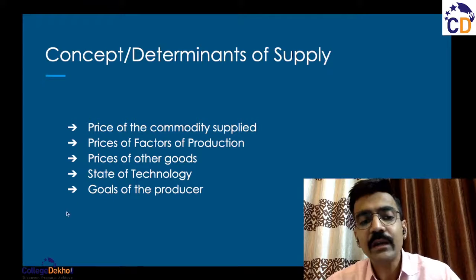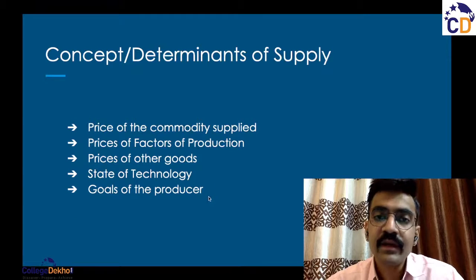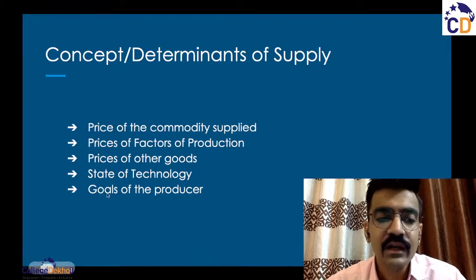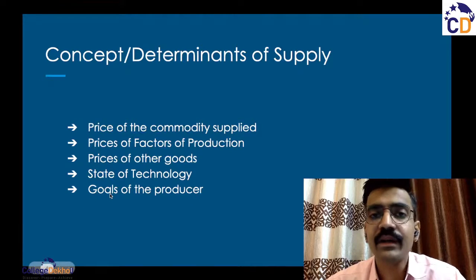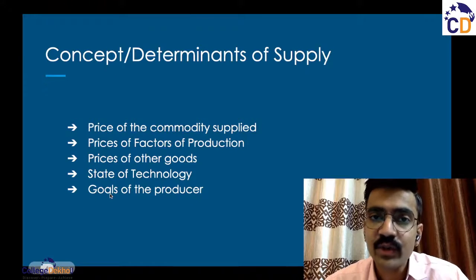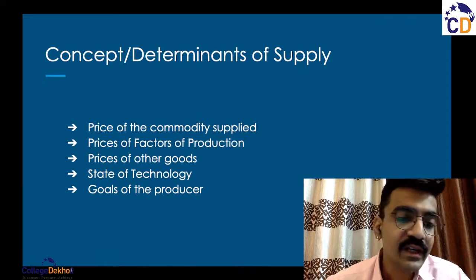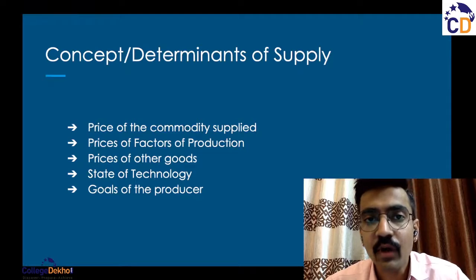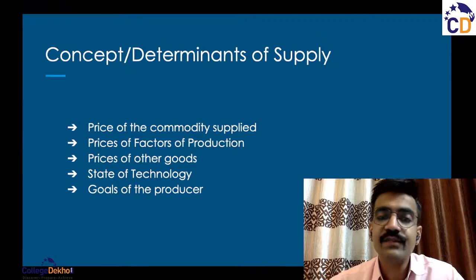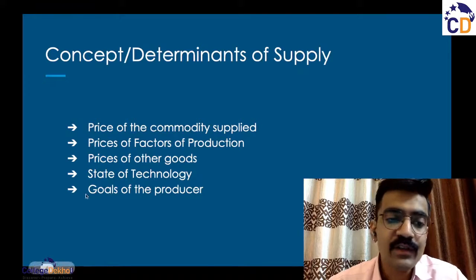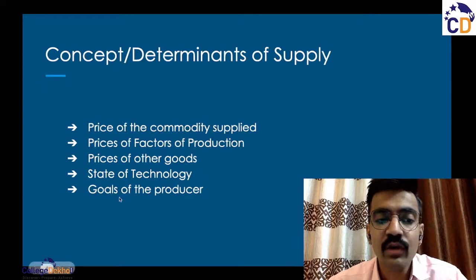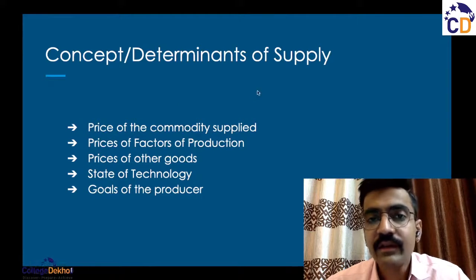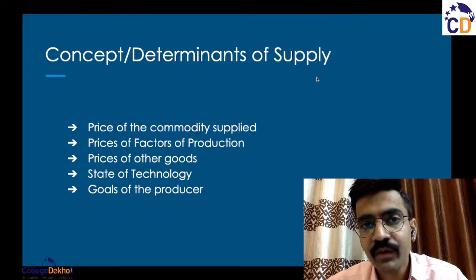So these different types of goals of the producer, what the commodity is that is being produced, what the market is, where this market is situated in India, which sector this commodity belongs to, right? All of these different decisions, all of these different goals of the producer also determine the supply of a commodity. All right.